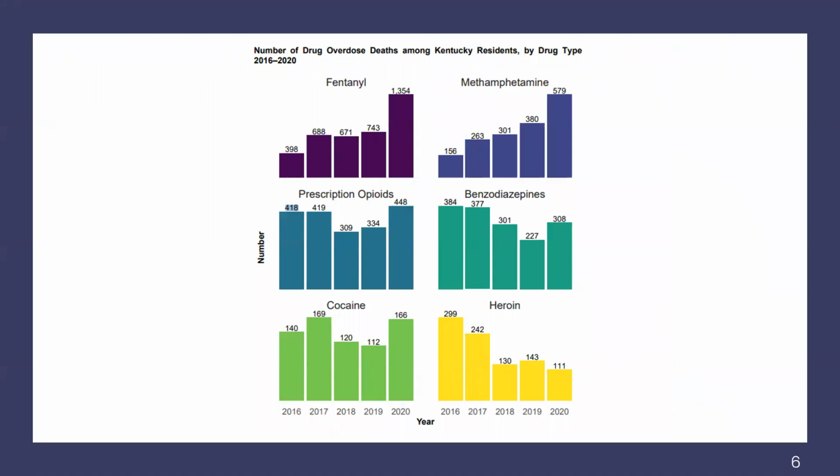In the last 6 years, we've seen spikes in the number of drug overdose deaths amongst Kentucky residents by certain drug types. With special attention given to fentanyl and methamphetamine, we see fentanyl deaths rose by 396 and methamphetamines rose by 199. There hasn't been too significant of a variation in rates for prescription opioids, benzodiazepines, or cocaine. Those have remained pretty steady. And lastly, heroin, we have seen a decline in these rates.